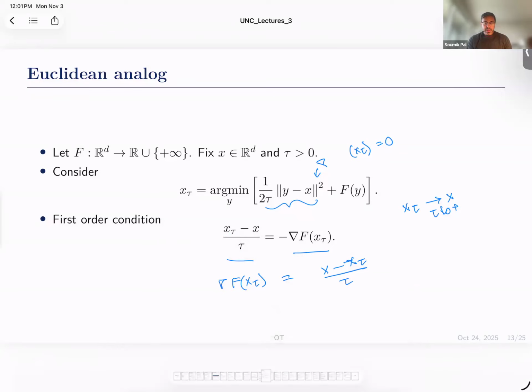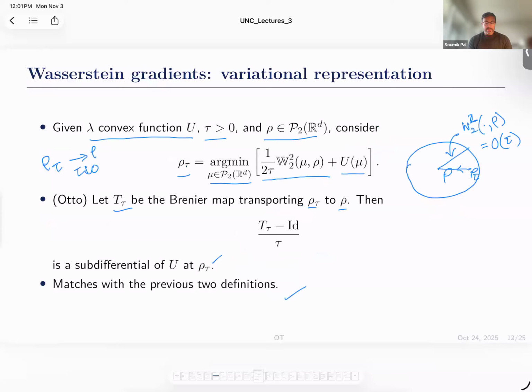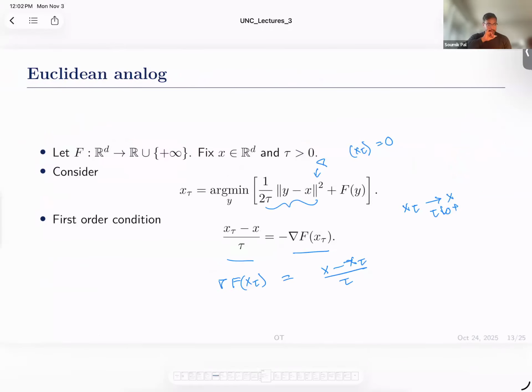Right? And so that's the thing that we do here. I'm joining my x tau, x minus x tau. This is my T of tau minus identity over tau. And that's my subdifferential of U at rho tau. Okay. And so it's coming from this Euclidean analogy again.